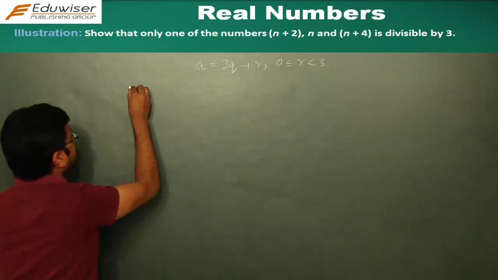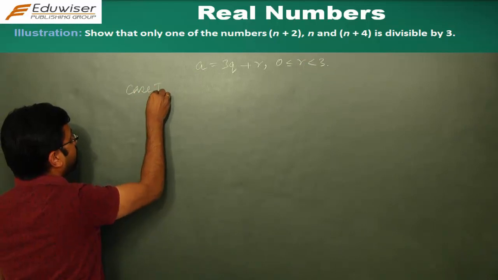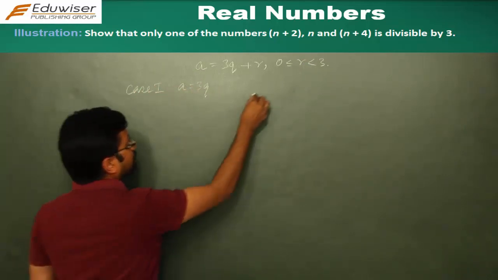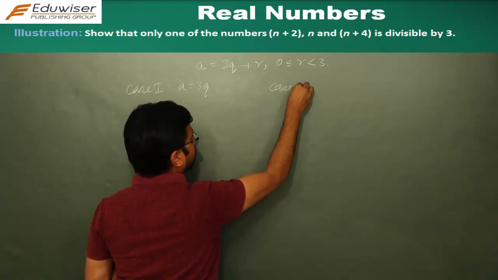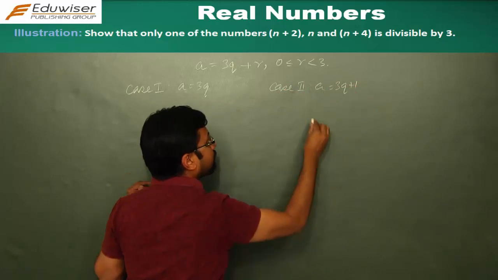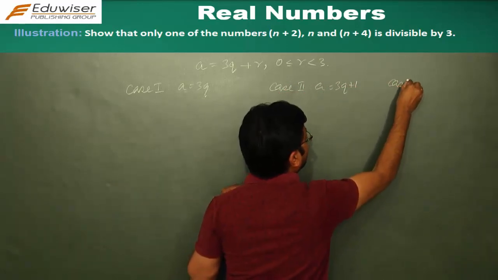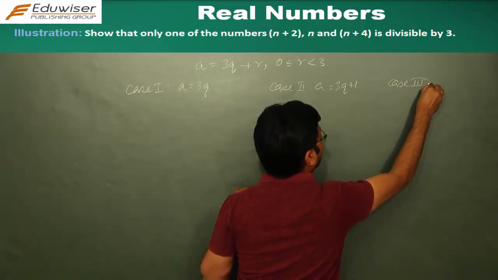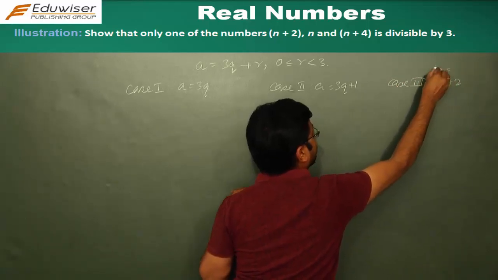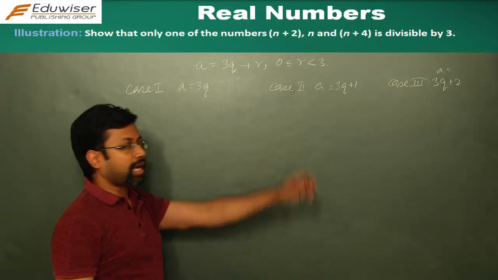So what will be case 1? Any positive number can be of the form 3q. Case 2 would be 3q plus 1, and case 3 would be 3q plus 2. These are the 3 cases that you can have.